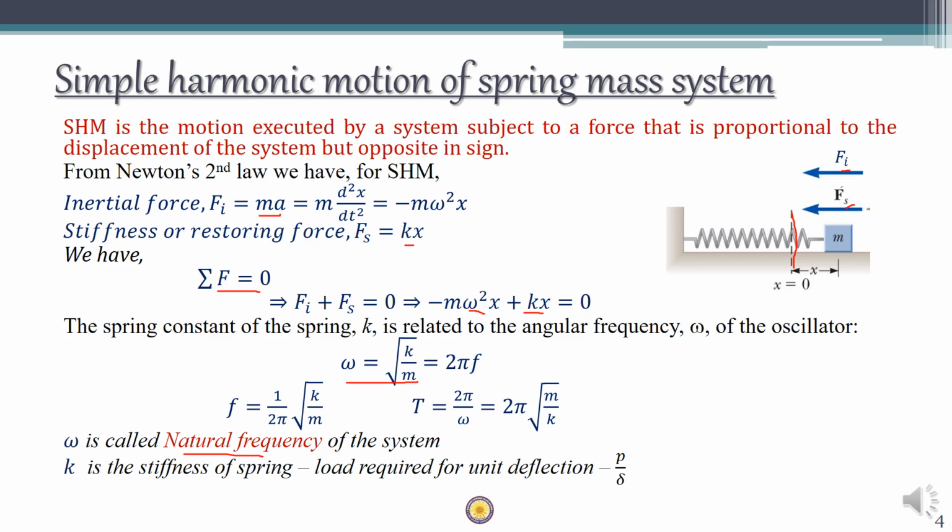This omega is nothing but an angular velocity or angular frequency. It can be converted into normal frequency as omega is equal to 2 pi into f. So the frequency of the system is 1 by 2 pi into root k by m. Once you get that frequency, you can also find the time period, which is nothing but 1 by f. We get time period equal to 2 pi into square root of m by k.